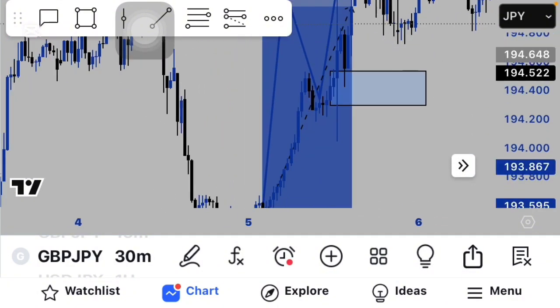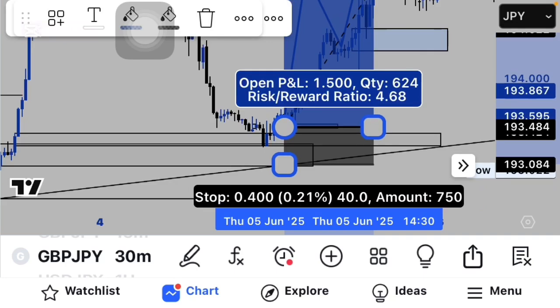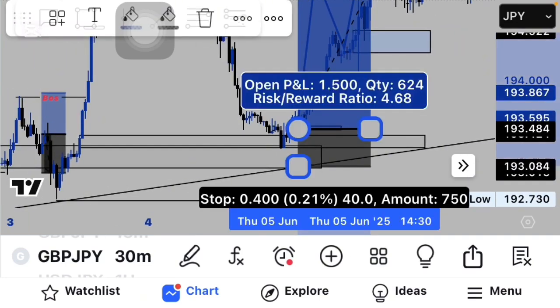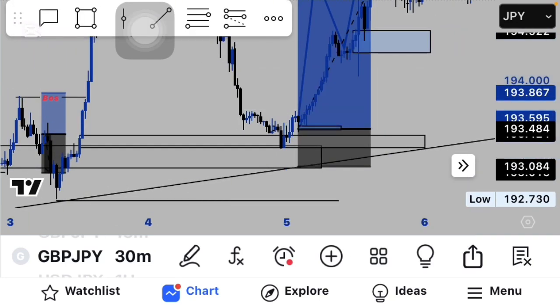I took this trade on the GBP JPY and I had to close out this particular trade because I have some reasons behind it. Before I entered, I was waiting for it to do what I wanted to see, and it didn't, so I didn't enter the trade.